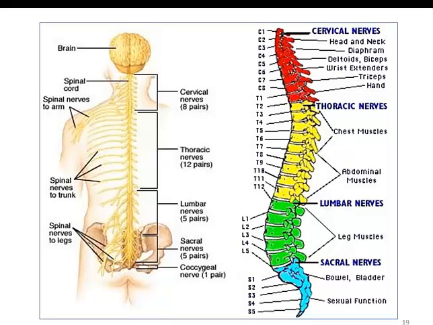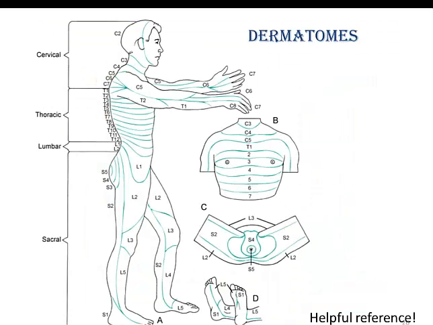This slide is for your information. Remember, all spinal nerves are mixed nerves that take impulses to and from the spinal cord. And this slide is also a helpful reference for your information. Dermatomes indicate the distribution of the spinal nerves and provide an anatomic landmark that is useful for locating neurological lesions.